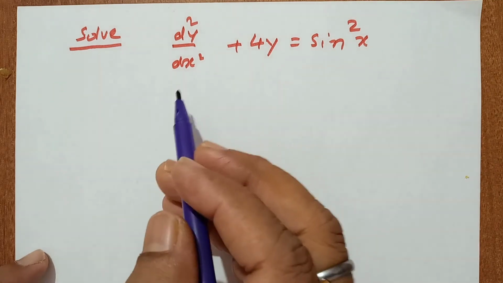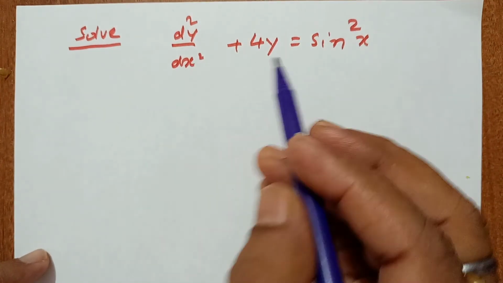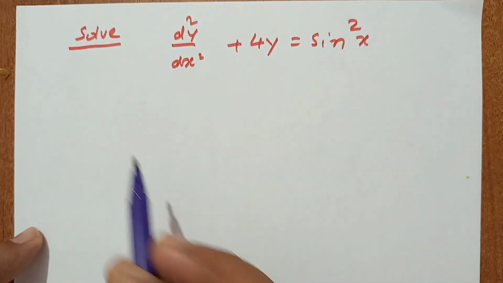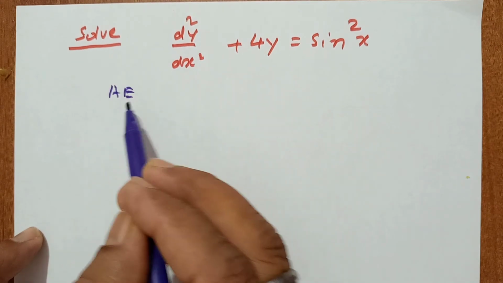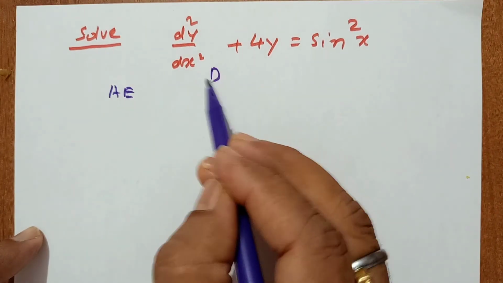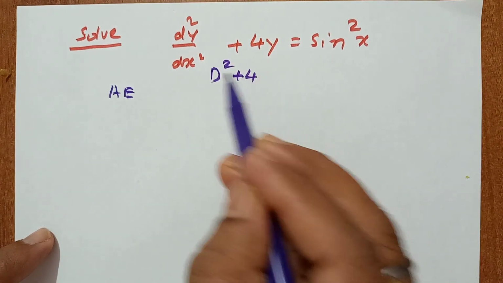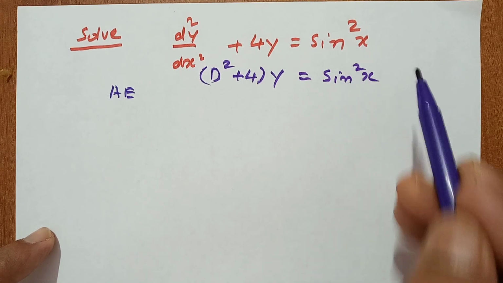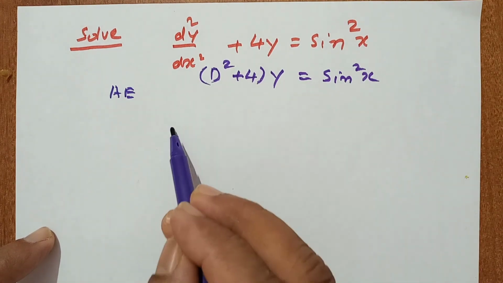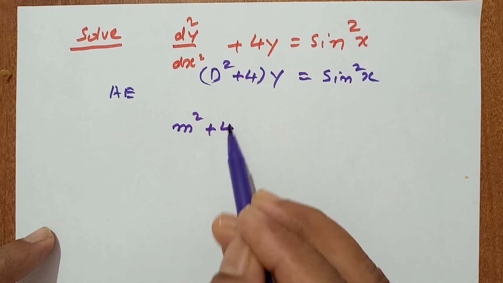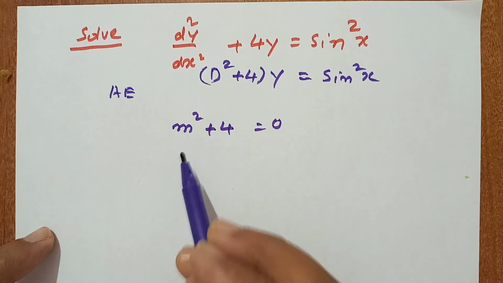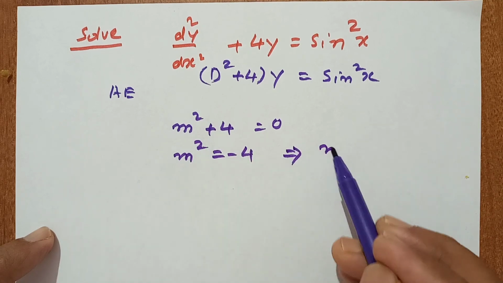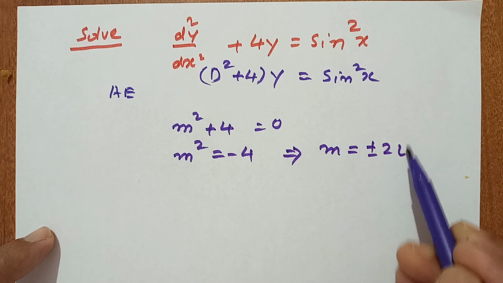Okay, some important questions. So a very important question: d2y upon dx2 plus 4y is equal to sine square x. Okay, so first we calculate the auxiliary equation. So this equation can also be written as d2 plus 4 y is equal to sine square x. So here the auxiliary equation is m square plus 4 equal to 0. So m square is equal to minus 4, implies m is equal to plus minus 2i.